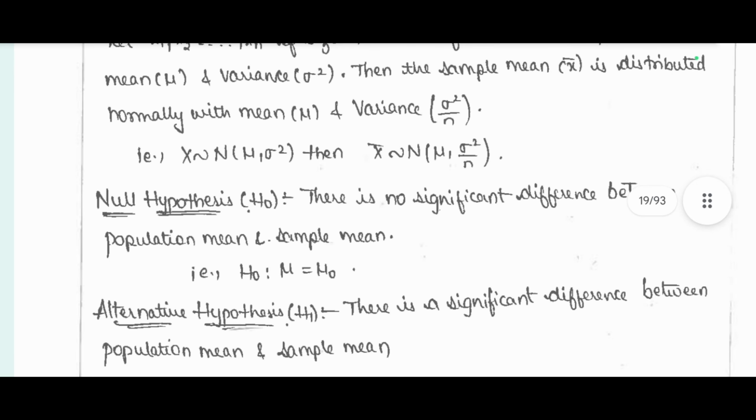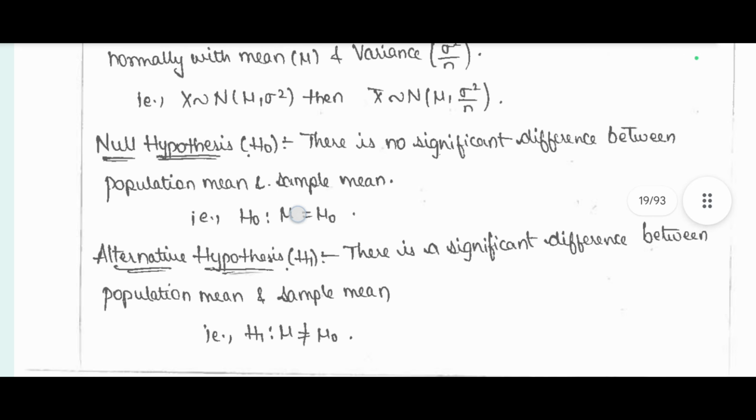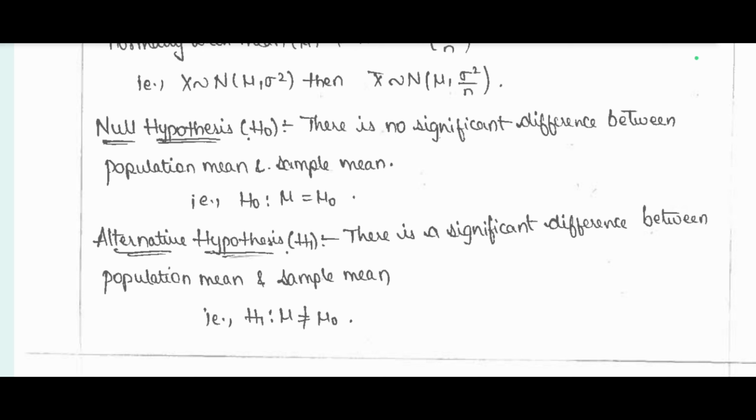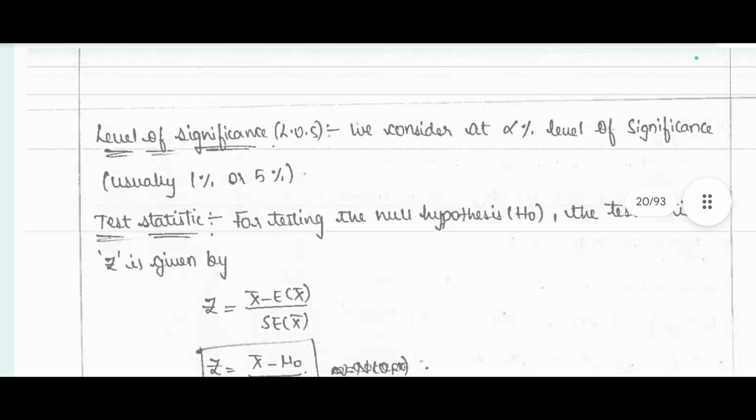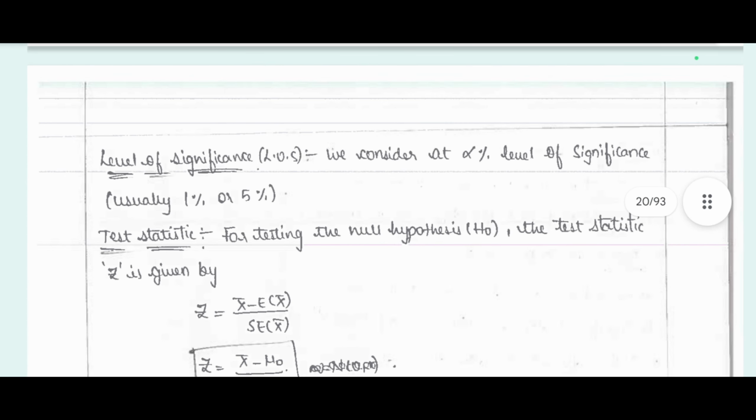Let's take the null hypothesis for the test for single mean. There is no significant difference between the population mean and the sample mean. Mu is equal to mu naught. The alternative hypothesis: mu is not equal to mu naught. There is a significant difference between the population mean and the sample mean. Level of significance, LOS. We consider alpha level of significance, usually at 1% or 5%.